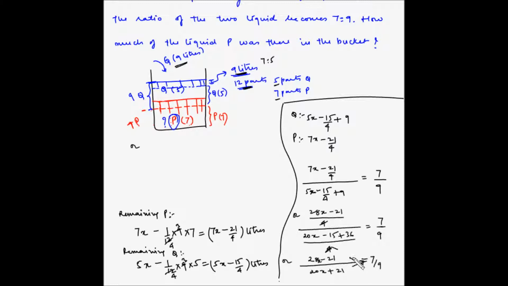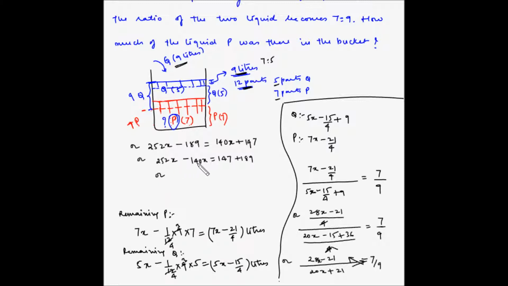So now we have to cross multiply. So 9 into 28x is 252x minus 21 into 9, so 9 ones are 9 and 9 twos are 18, is equal to 20x times 7, so 7 twos are 14, so 140x plus 21 multiplied by 7, so 7 ones are 7 and 7 twos are 14. Let's bring all x's on one side and non-x's on the other side. So 252x minus 140x is equal to 147 plus 189.